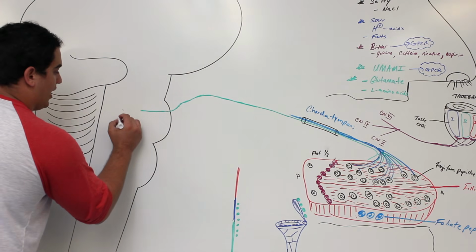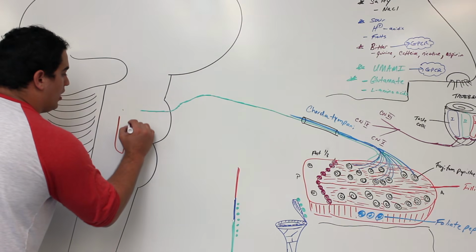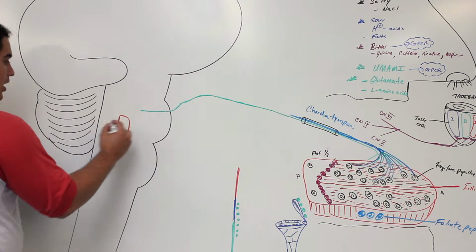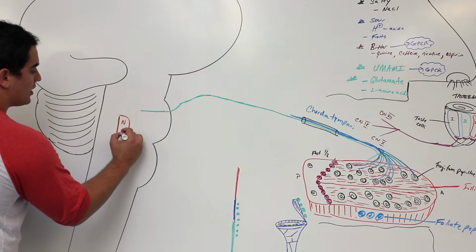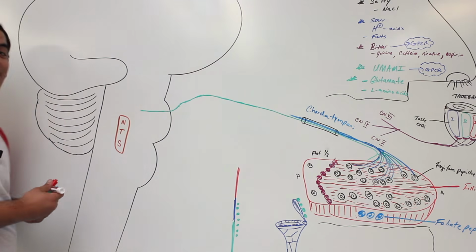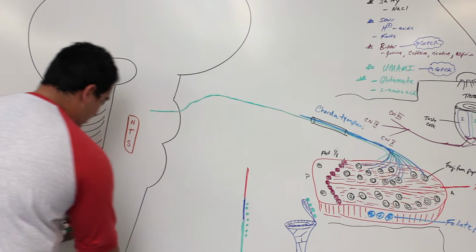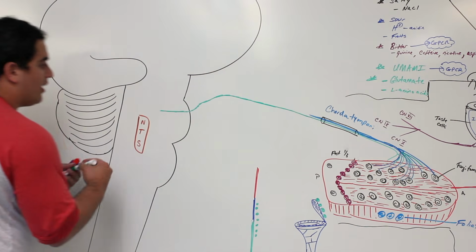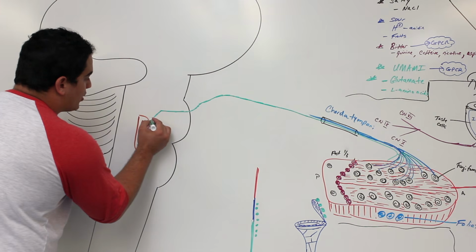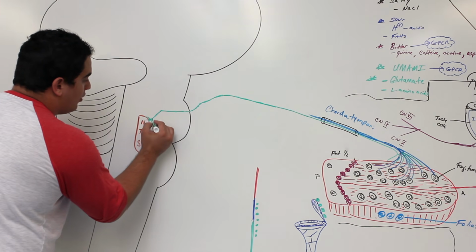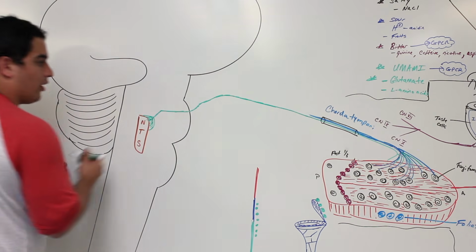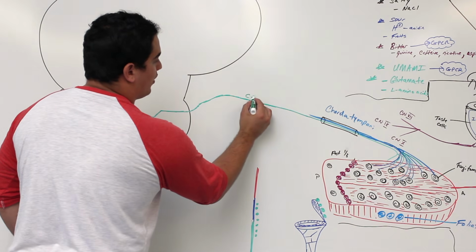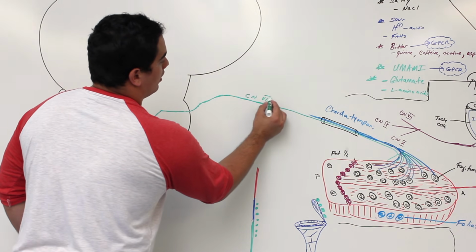This nucleus is going to extend, it could be from the medulla, and it could be in the pons. This nucleus is called the nucleus of tractus solitarius, right? The nucleus of tractus solitarius. And what happens is this facial nerve is going to give fibers to the nucleus of tractus solitarius, okay? And again, what is this cranial nerve? This is cranial nerve 7.